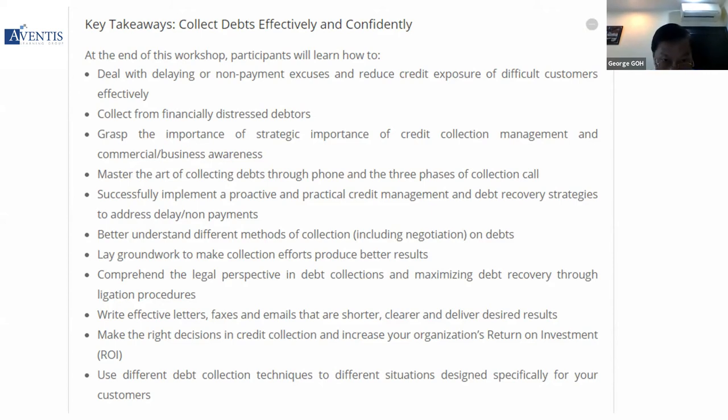And then successfully implement a proactive and practical credit management and debt recovery strategy to address delay and non-payment. So we'll be talking about types of debtors, non-paying debtors, and how to handle them. Next, we'll understand different methods of collection, including negotiation of debt. Here we will be talking about, besides phone and visits, what else can you do?